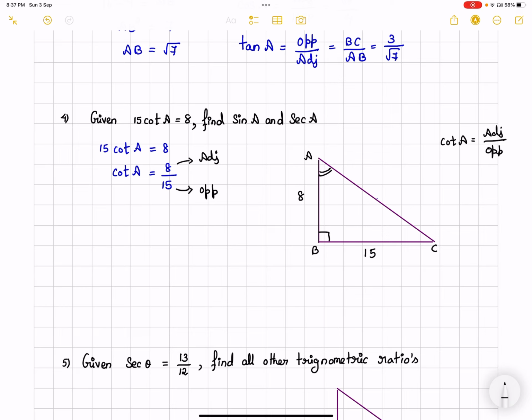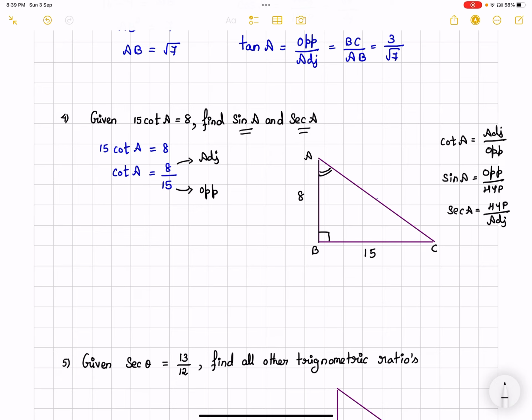Now they are asking me to find out sine A and then secant A. They are asking me sine A, and we know the definition of sine A. Sine A is nothing but opposite divided by hypotenuse. And then they are asking me secant A, which is a reciprocal of cos. In that case, hypotenuse divided by adjacent side. So this is what I need to find out.